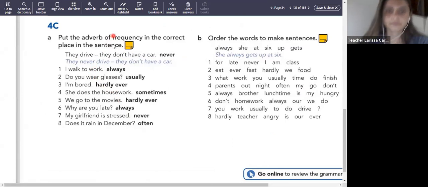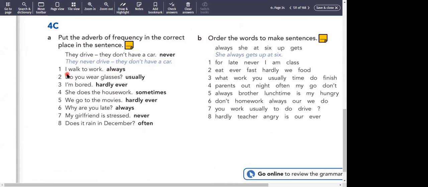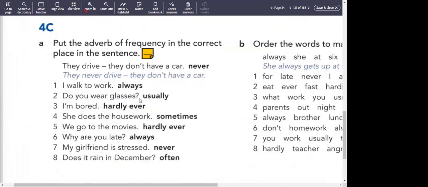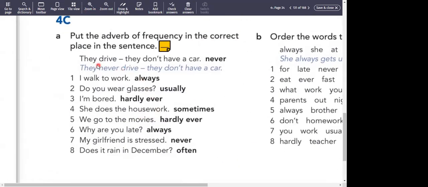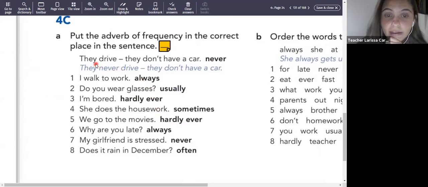So here, the adverb is always. Where should we put the always? Atividade meio difícil. Calma aí. For example, they drive. They don't have a car. And the adverb is never. They never drive. They don't have a car. That's the reason why they never drive.